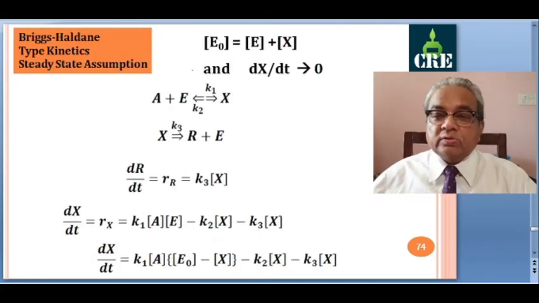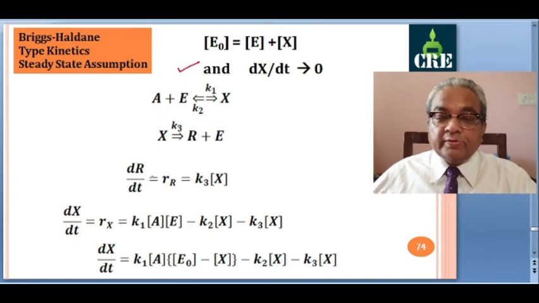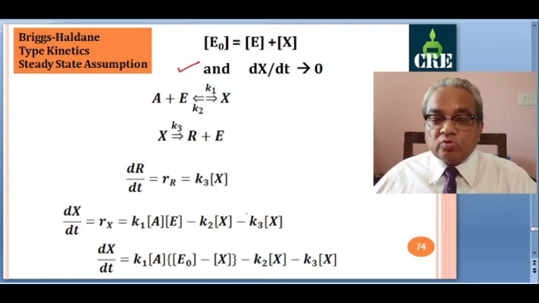With Briggs-Haldane kinetics, when dx by dt is equal to 0, we write the rate of formation of R as K3 into concentration of X, which is an intermediate. Net rate is 0. K1 concentration of A into concentration of E, this is the formation. It is disappearing by this, so minus K2X. It is disappearing by this reaction also, so minus K3 into concentration of X. E is replaced by concentration of E0 minus concentration of X.